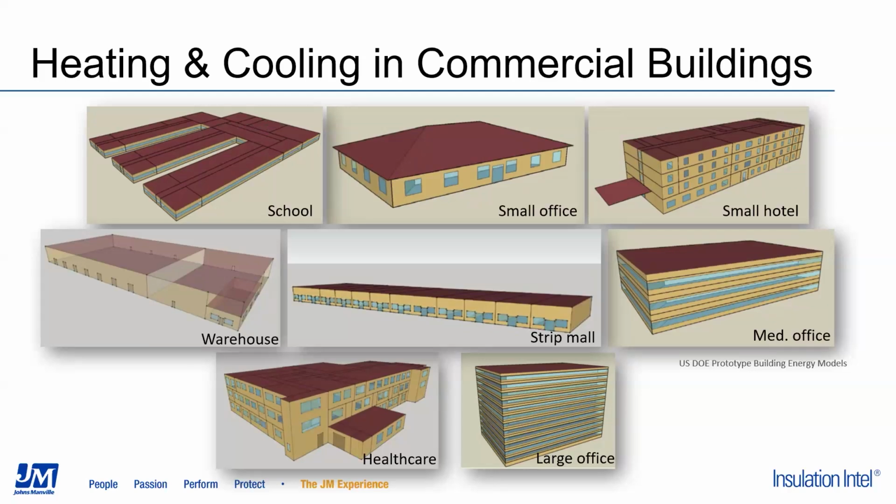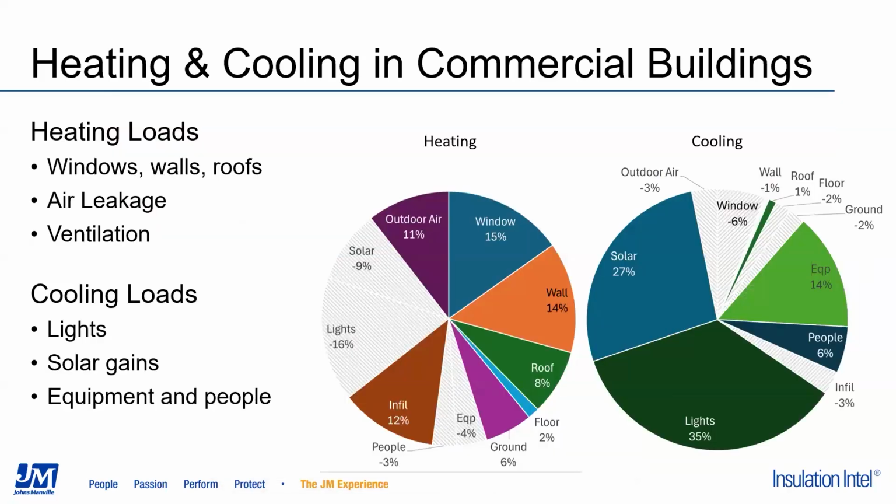And then finally, if we look at the medium office, the large office, the healthcare building, these buildings, while they still have a perimeter zone, they have really large core zones where the heating and cooling almost don't matter, what the building envelope is doing to what happens in the core. And we'll look at that a little more closely in a second.